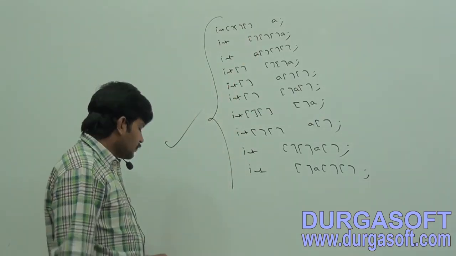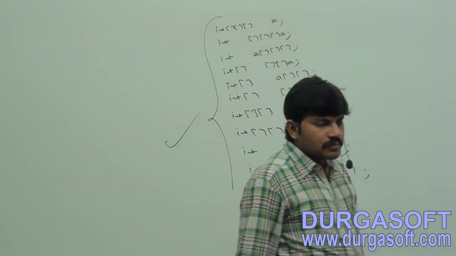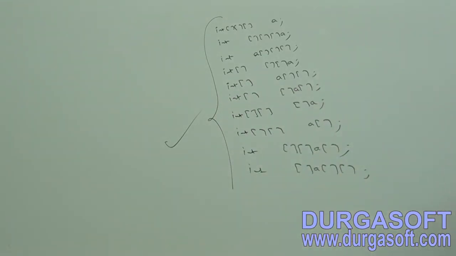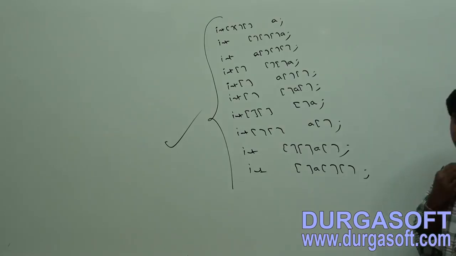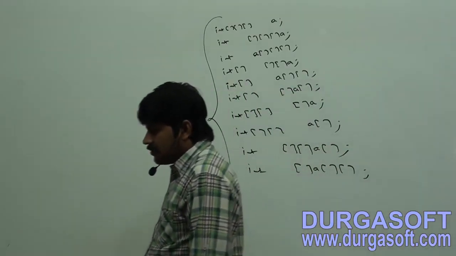Take this one. Int three-dimensional array a. Take clearly.